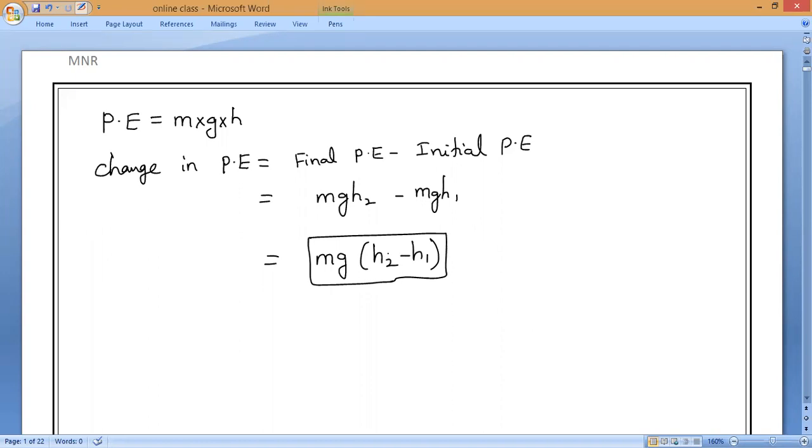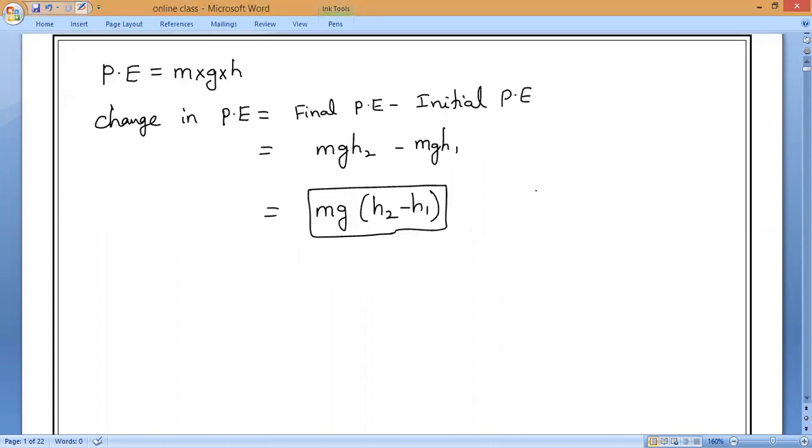Now, as we all know, we have many forms of energy. At the beginning of this chapter we studied them, but only two types of energies and their derivations are very important. One is by virtue of its motion. By virtue of its motion, the body possesses which energy? Kinetic energy. By virtue of its position, the body possesses which energy? Potential energy.